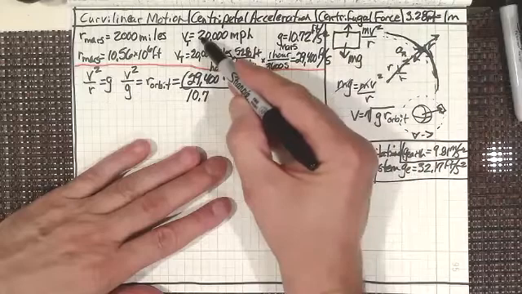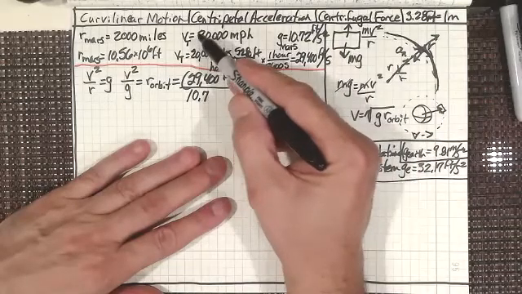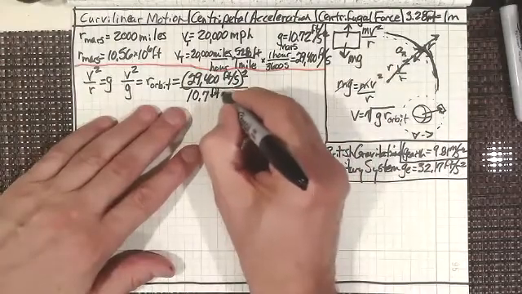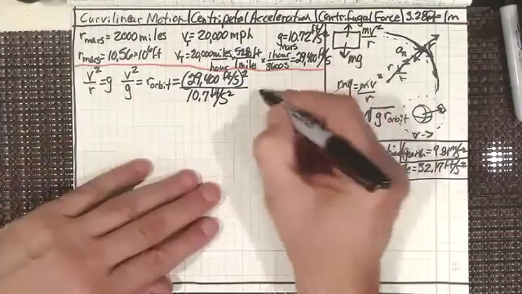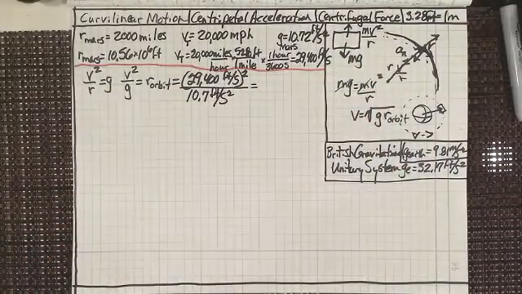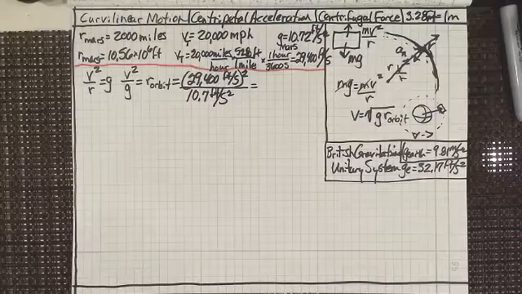Instead of 20,000, that should have been about 17,000, but I'm going to leave it where it is for right now. Okay, feet per second squared. All right. And that should give us the orbit at which we're going to be.